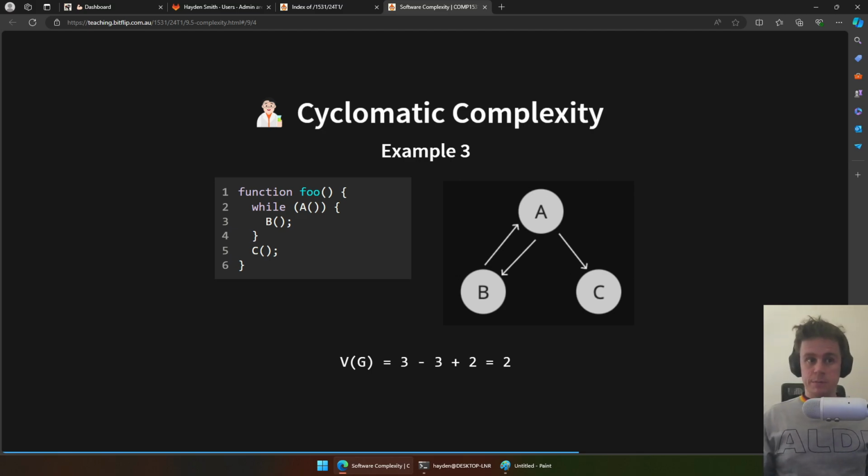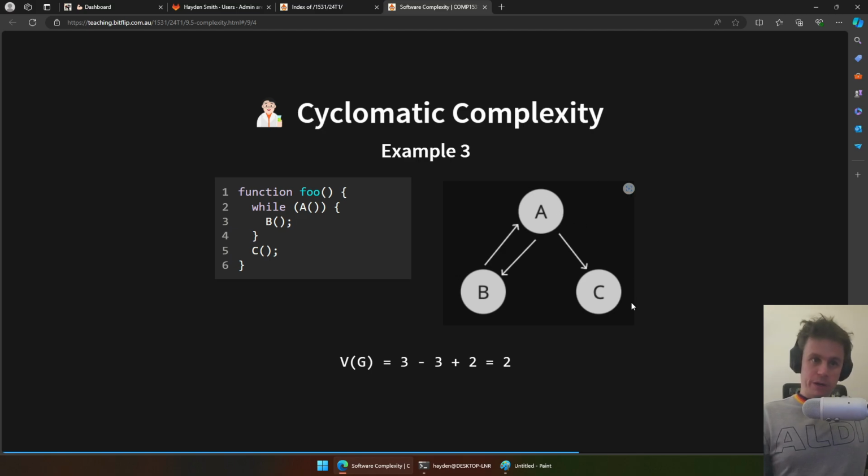Here's another interesting piece of code. We have a while loop. Now, again, forget about the diagram for a second. Focus on the code. Function foo. What happens here? We have a while loop. Sorry, we don't enter the while loop. We approach the while loop, and one of two things could happen. Either A is true, and we enter the while loop, or it's not true, and we skip it.